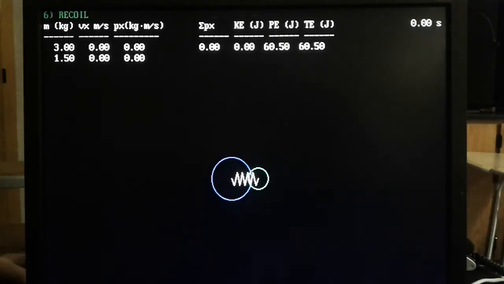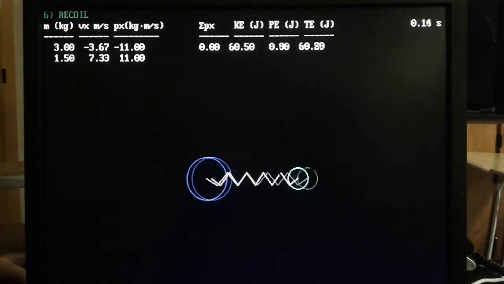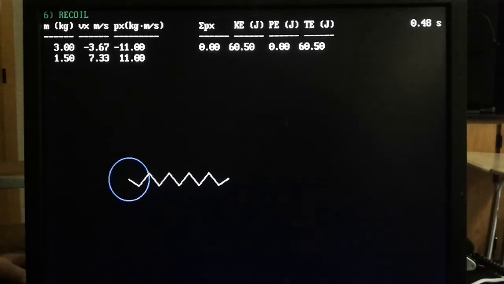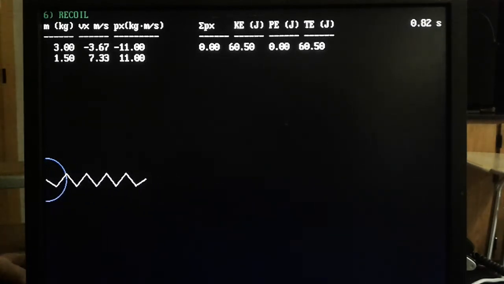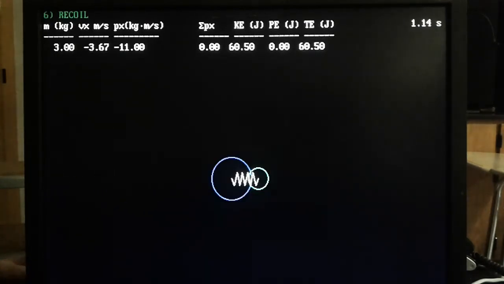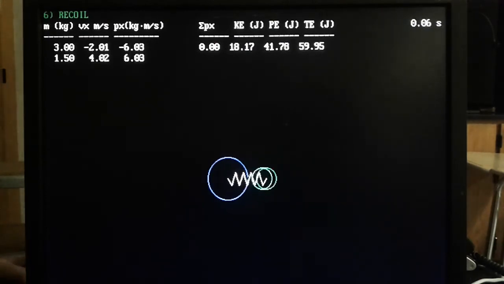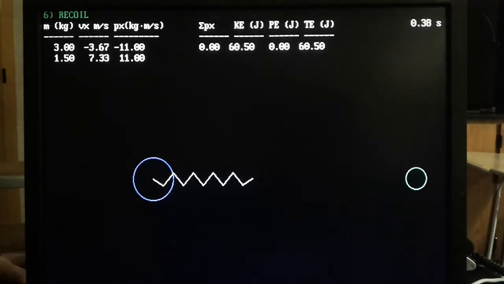Okay, here's a recoil problem. One goes one way, one goes the other. If I gave you one of those velocities, would you be able to calculate the other? Where did the energy come from? The momentum is zero, but the energy is there. It's in the spring. The potential energy is turning into kinetic energy.